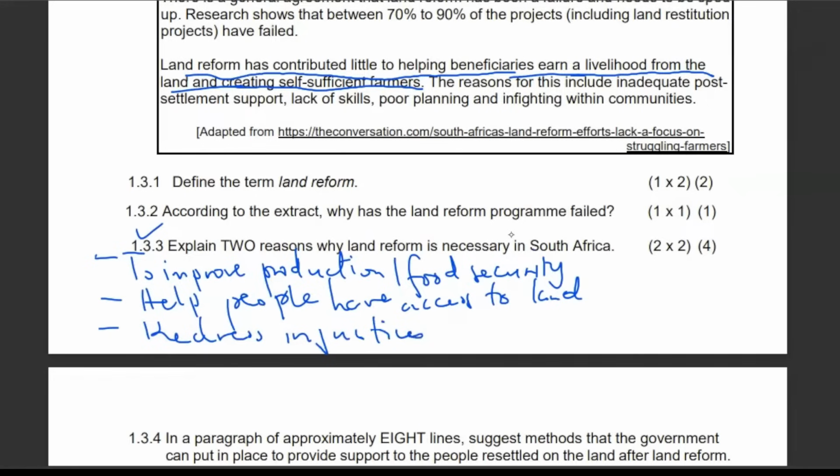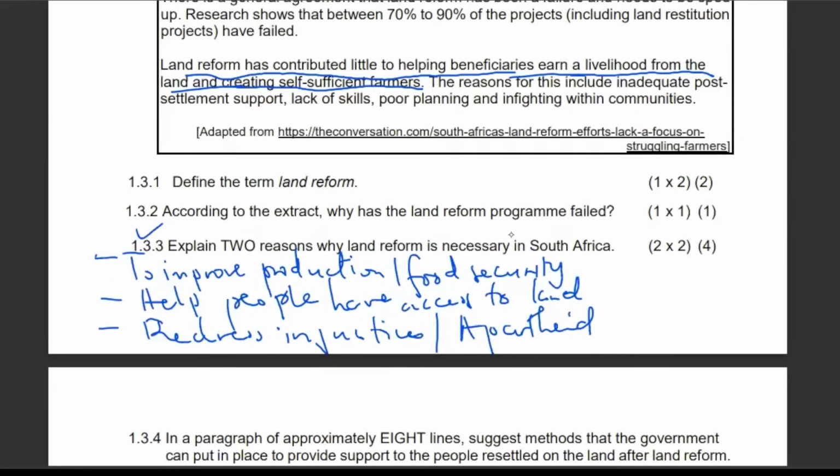Injustices of the past. And mainly we are referring to apartheid. It's a necessity that the government engages in land reform to redress those injustices of the past. Black people were marginalized, they were not allowed access to land. And then we are supposed to correct that injustice of the past by giving the land to the people who deserve to be utilizing the land.